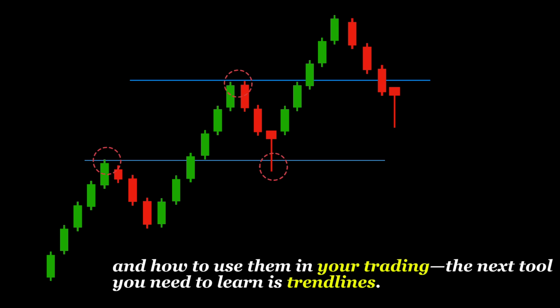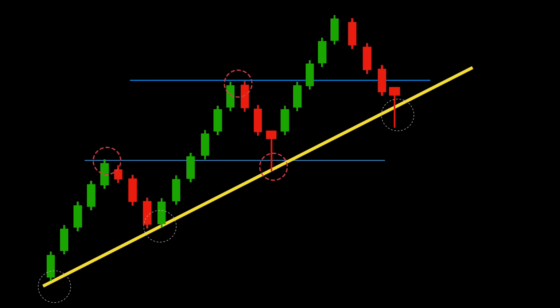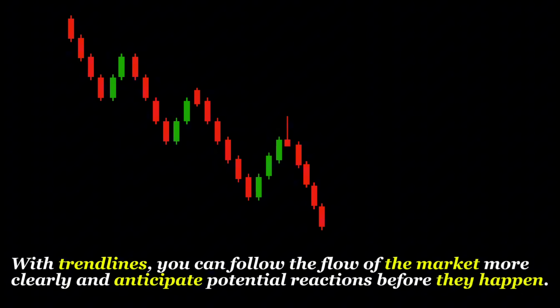in your trading, the next tool you need to learn is trend lines. Trend lines help you understand the direction of the market and how price moves over time. They allow you to spot where pullbacks may end and where the next move is likely to start. With trend lines, you can follow the flow of the market more clearly and anticipate potential reactions before they happen.